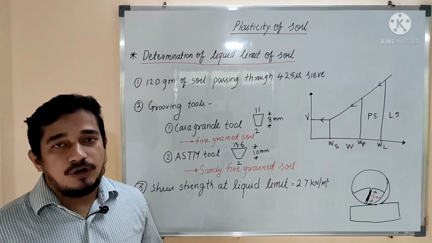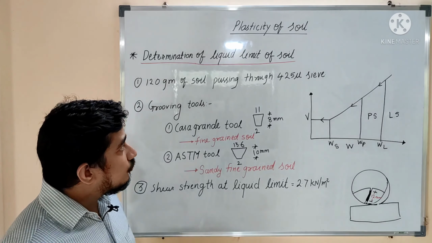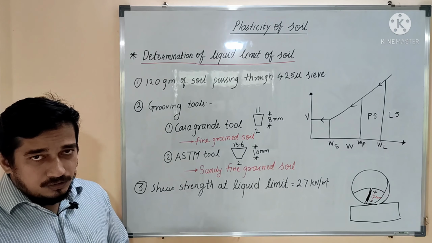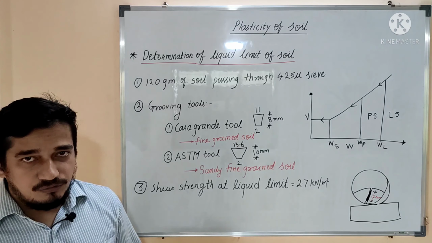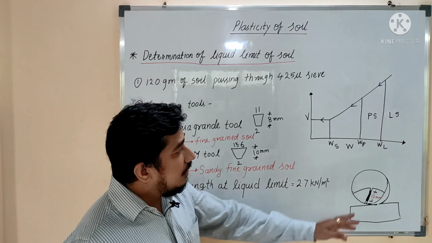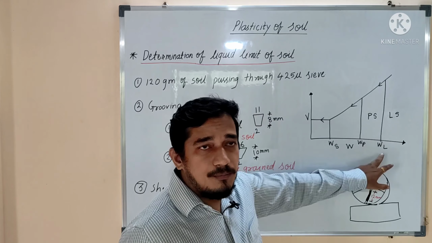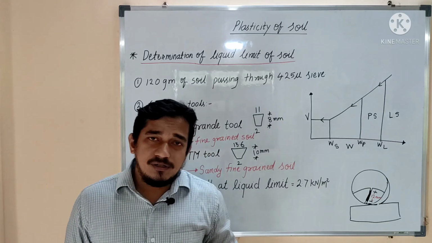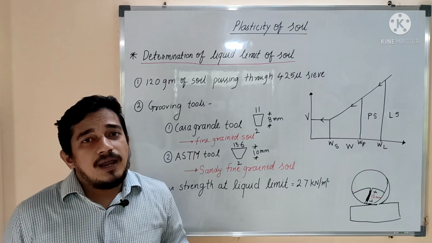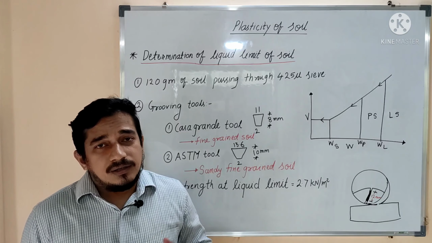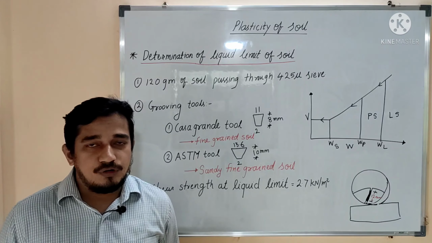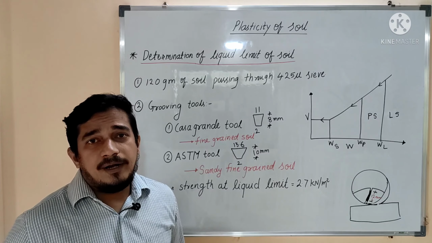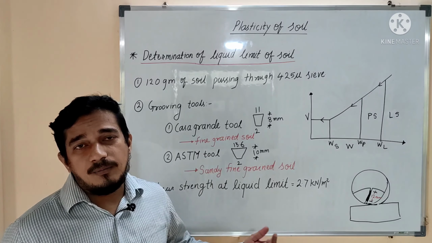Now we are looking forward to the experimental procedure for determination of liquid limit of a soil. Before that we will just revise what the liquid limit is. Liquid limit is the boundary water content between the liquid state and plastic state of a soil. This liquid limit generally depends on what type of clay minerals are there. The clay minerals can be kaolinite, montmorillonite, halloysite or illite. Depending on these minerals, the liquid limit will vary.